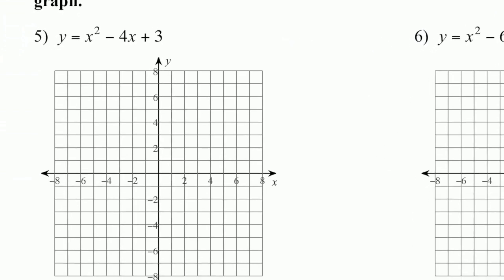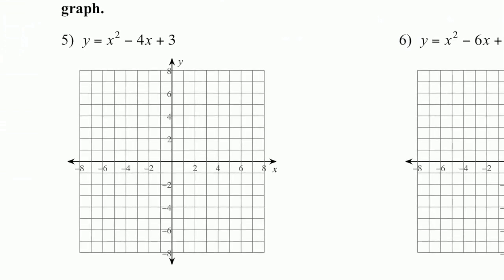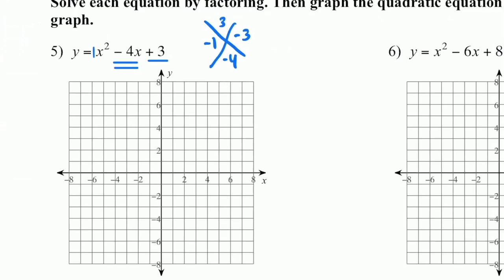So I have x squared minus 4x plus 3. I'm going to go ahead and factor this by looking for multiples of positive 3 that add up to negative 4. That would give me negative 1 and negative 3. And since I have an a value equal to 1 here, I can just write my factors as x minus 3 and then x minus 1.